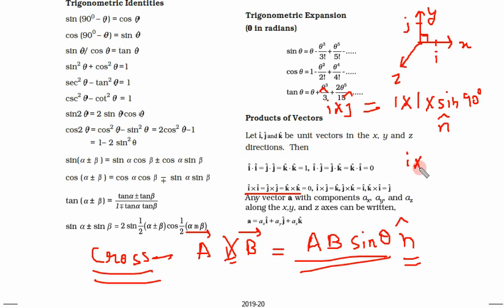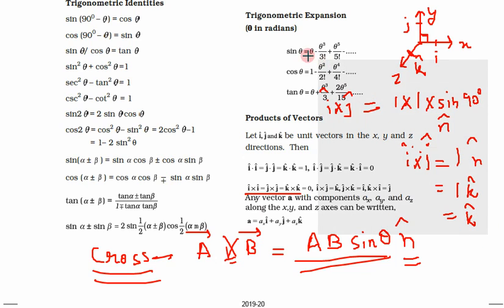So i cross j is equal to 1 into unit vector n. Now what is this unit vector? This unit vector must be perpendicular to both of these. So what is the unit vector perpendicular to both? This k vector. k is perpendicular to both i and j. That means we get 1 k, and 1 we can drop. So what we get? i cross j is equal to k.